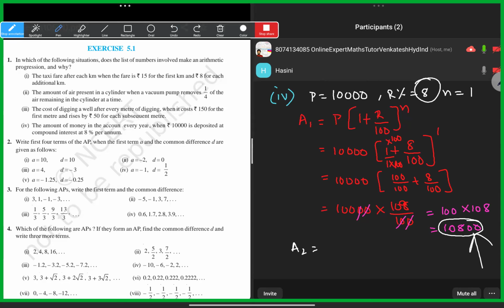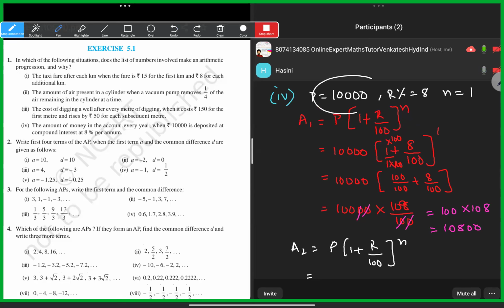A is equal to again P into 1 plus R by 100, whole power n. Again, this is the amount after the second year we are finding out. Principal, what should we take? 10,800 we should take.